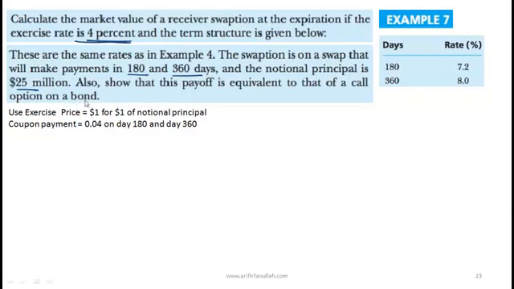Okay, so let's do the first part. How do we figure out the market value of a receiver swaption? We'll have to figure out the benefit and then find the present value of the benefit. Okay, so the exercise rate is 4%. Now, this is slightly tricky.